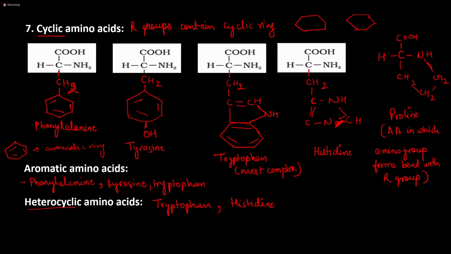So with this, we completed the classification of amino acids based on the R group. Based on the R group, we saw that there are 7 categories of amino acids.